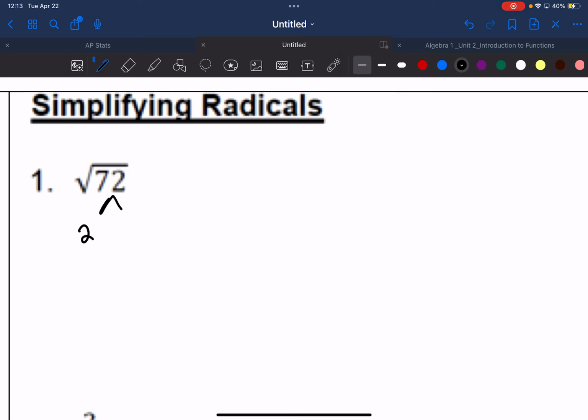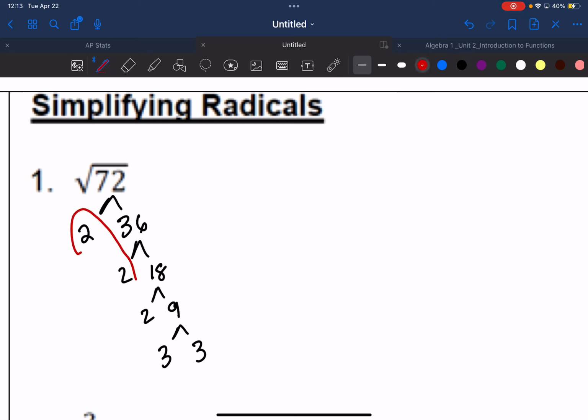How many times does 2 go into 72? 36 times. How many times does 2 go into 36? 18 times. How many times does 2 go into 18? 9. Can 2 go into 9? Nope, so what would be next? 3. How many times does 3 go into 9? 3, and we stop because 3 is prime. Now, since this is a square root, we're going to circle pairs of 2.